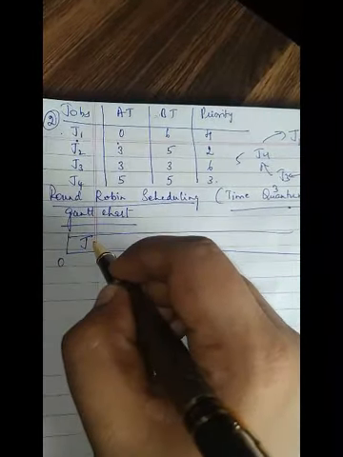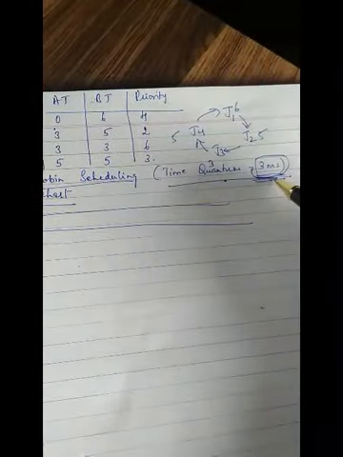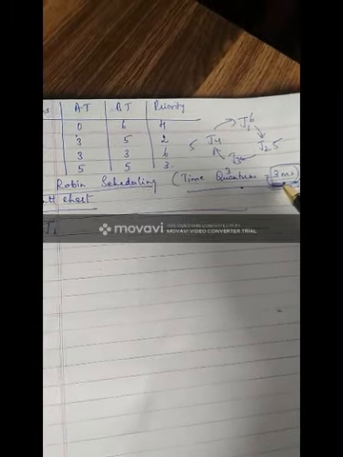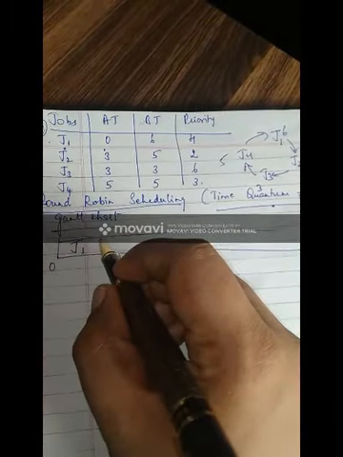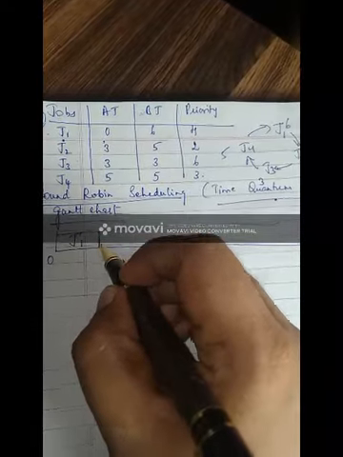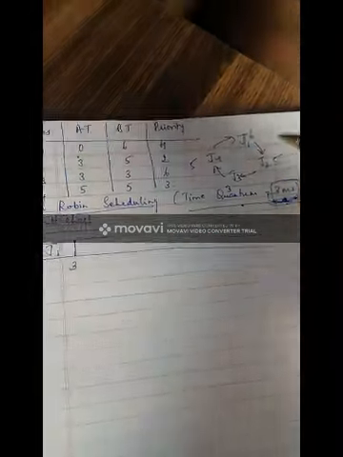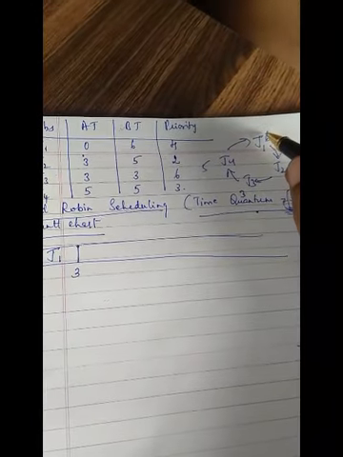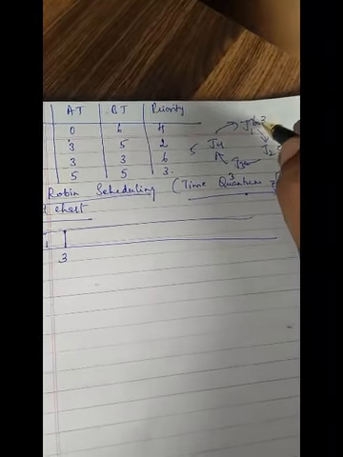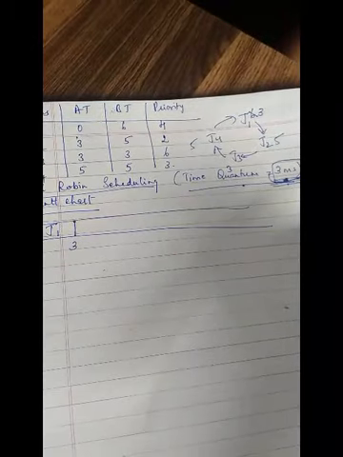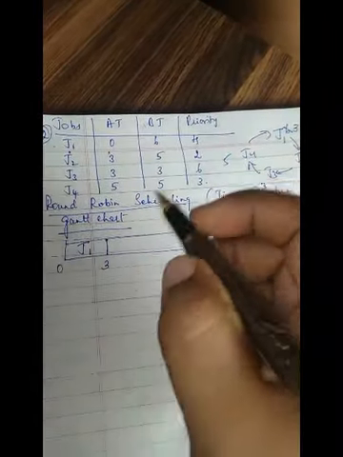So you'll allow J1 to execute, but for how many milliseconds? For 3 milliseconds. Okay, so this will be executing for 3 milliseconds. So actually it requires 6, but out of that 6 only 3 milliseconds it can execute. Okay, so that is one thing.